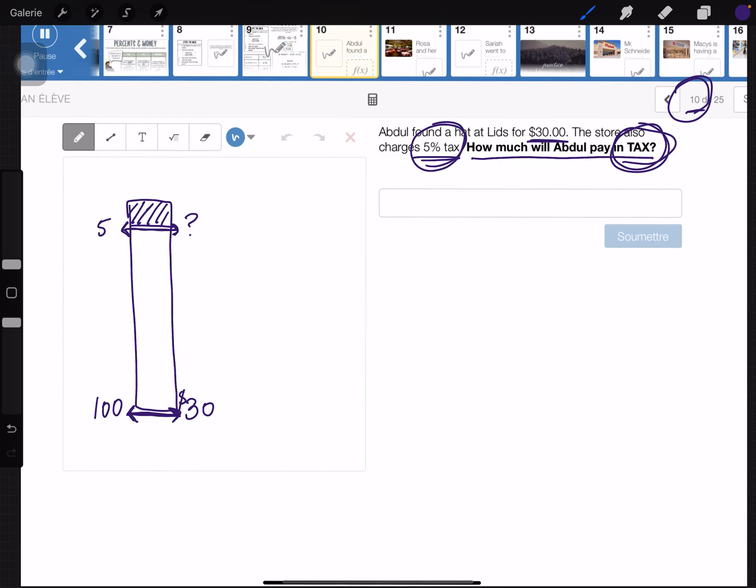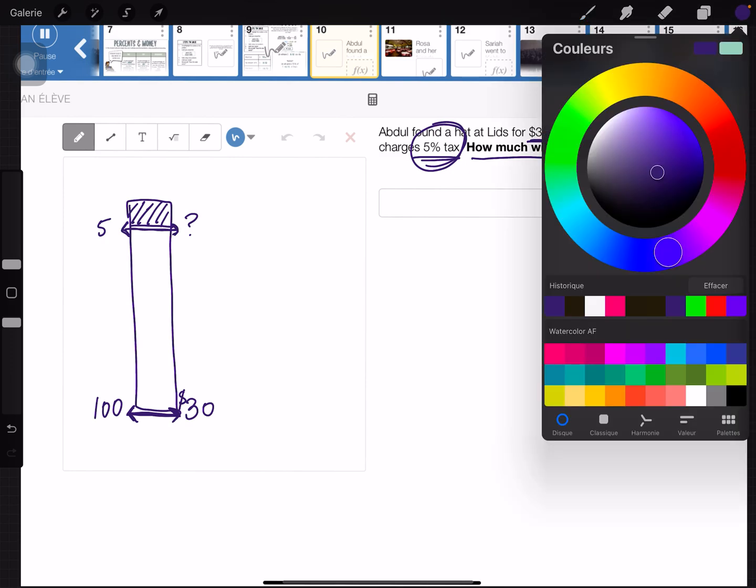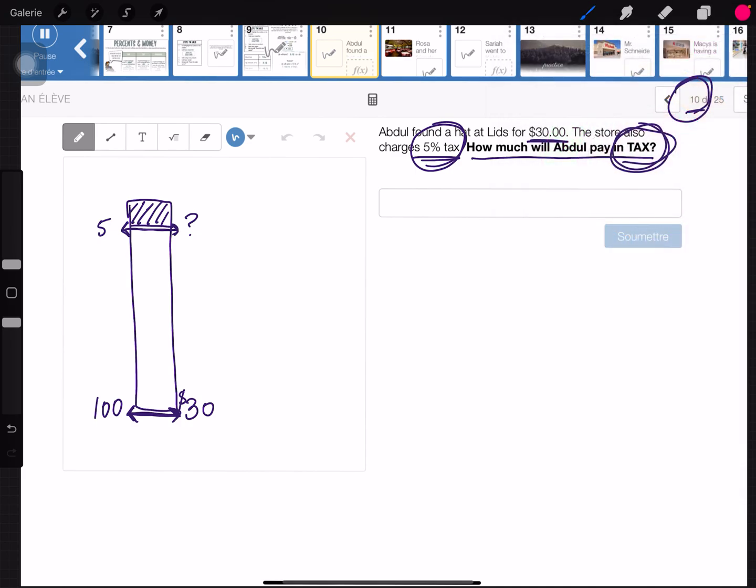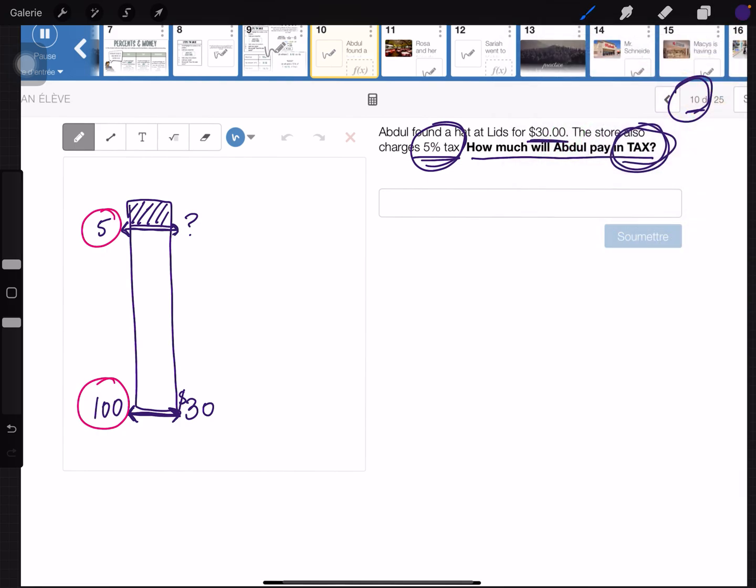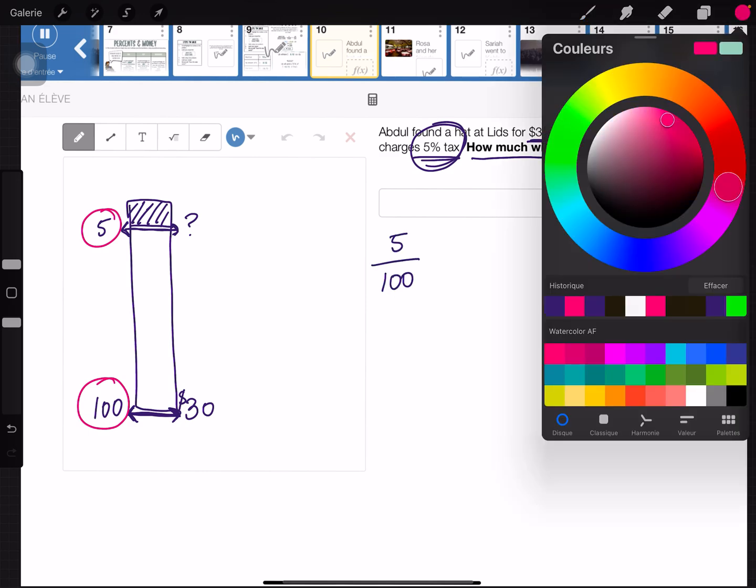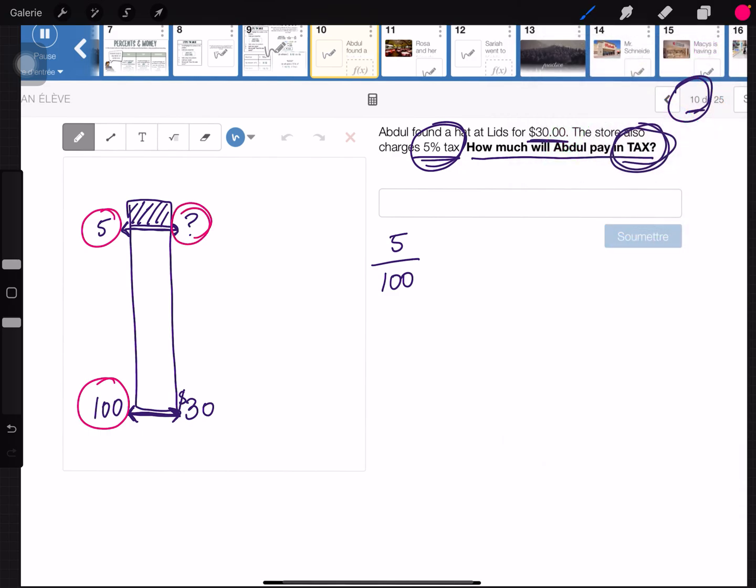So now I've got my chart set up. I can now use these numbers to solve. So you'll notice that we've got 5 over here on top and 100 on the bottom. So I'm going to use those exact same placements to set up my proportion. So I'm going to write 5 over 100. Next, on the right-hand side, I've got my question mark and a 30.